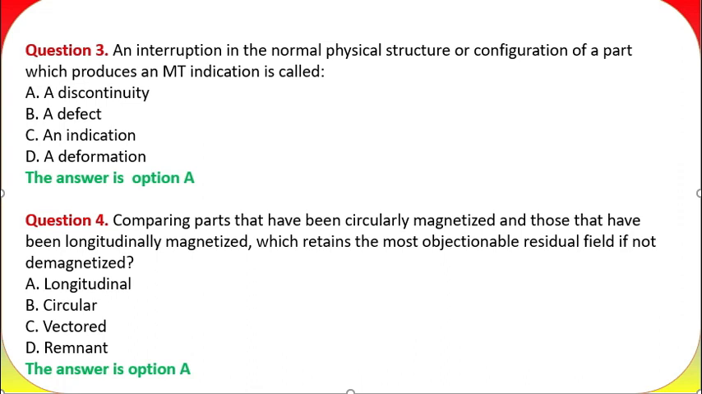Question 4. Comparing parts that have been circularly magnetized and those that have been longitudinally magnetized, which retains the most objectionable residual field if not demagnetized? A. Longitudinal. B. Circular. C. Vectored. D. Remnant. The answer is option A.